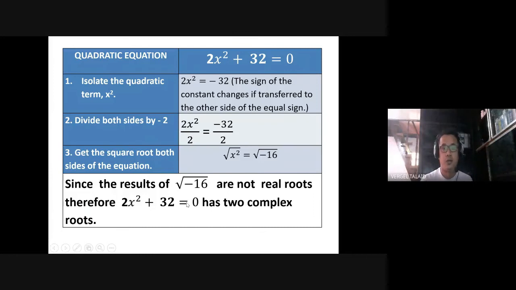So just leave it, since we don't have the topic yet on complex numbers. This can be a complex number, and it can be simplified using complex terms, but for now just state it: no real roots.